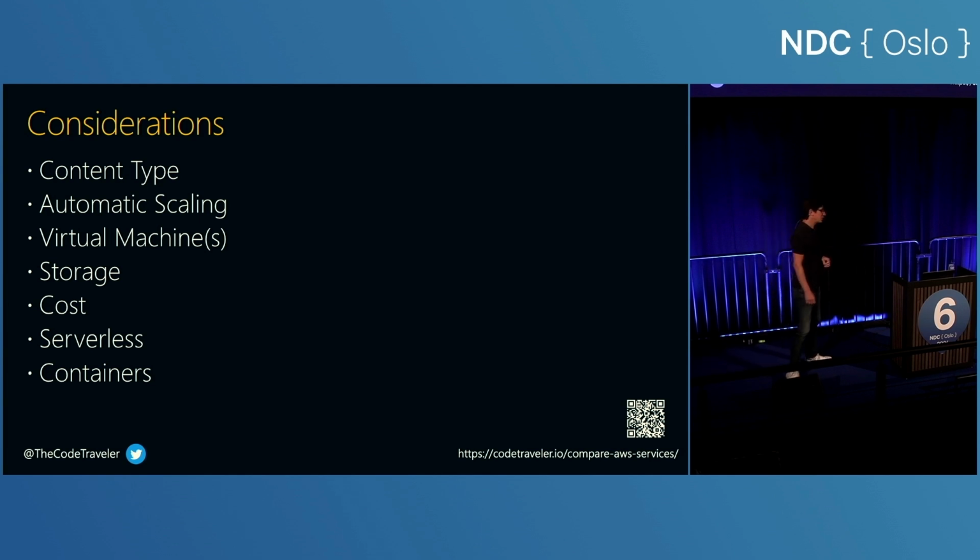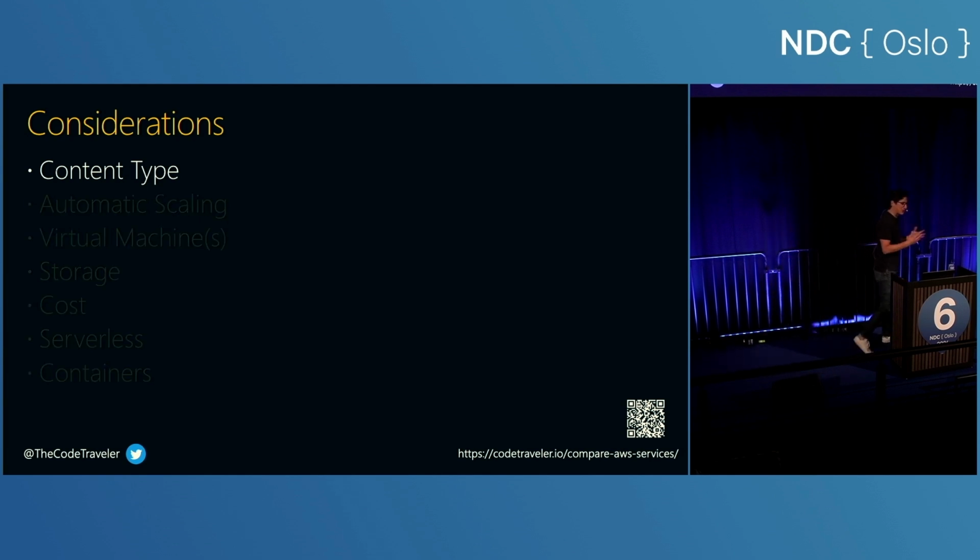So the first one we're going to be talking about, or the first consideration, is content type. So this is, what are you publishing? Is it a website? Is it an API? Is it a static website? Some of the services support both. Some of the services only support one. There's pros and cons to which one we choose. So we'll make sure to highlight which service is best for which content type.